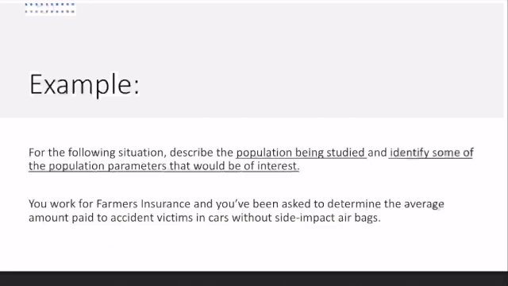So for the following situation, describe the population being studied and identify some of the population parameters, so some of the information about the population that would be of interest. So let's say you work for Farmers Insurance and you've been asked to determine the average amount paid to accident victims in cars without side impact airbags. So our population being studied is going to be those who've been in a car accident without side impact airbags.